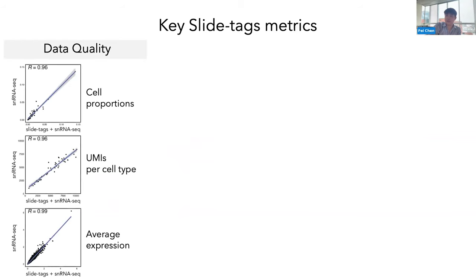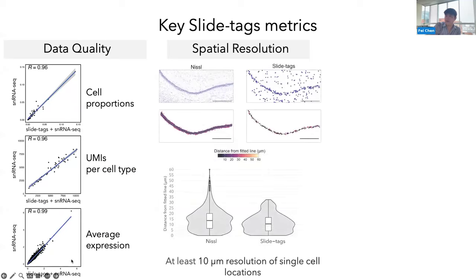Just like some key metrics, the data quality of Slide-tags is virtually indistinguishable from single nucleus RNA-seq. So in a paired experiment, you can compare, for example, cell type proportions, the number of UMIs per cell type, and genes, which was thousands of transcripts per cell. And then here is the average expression for a given cell type, virtually identical. The spatial resolution, because we're doing this error correction, we think is at least 10 microns.